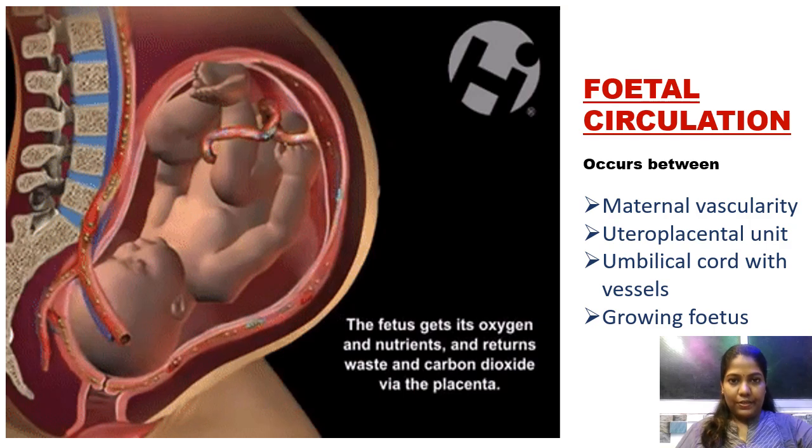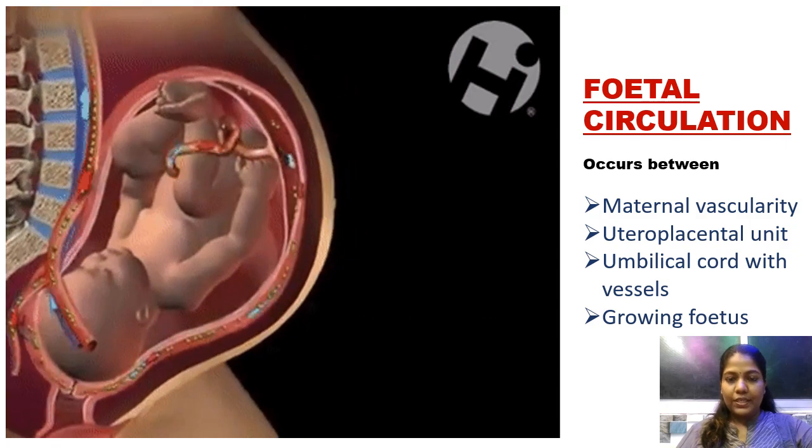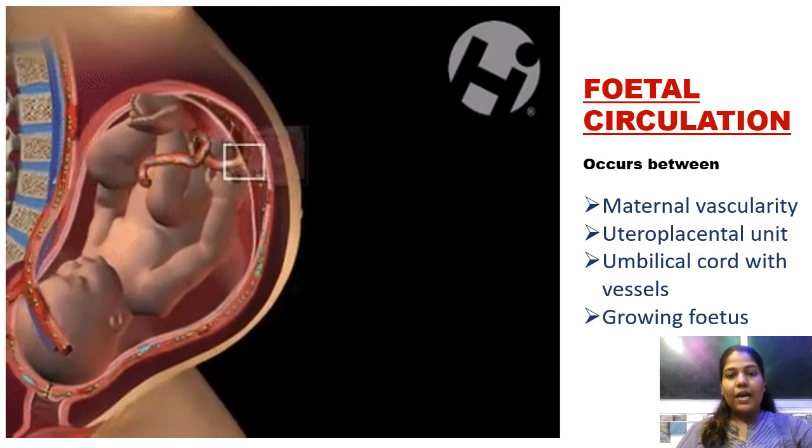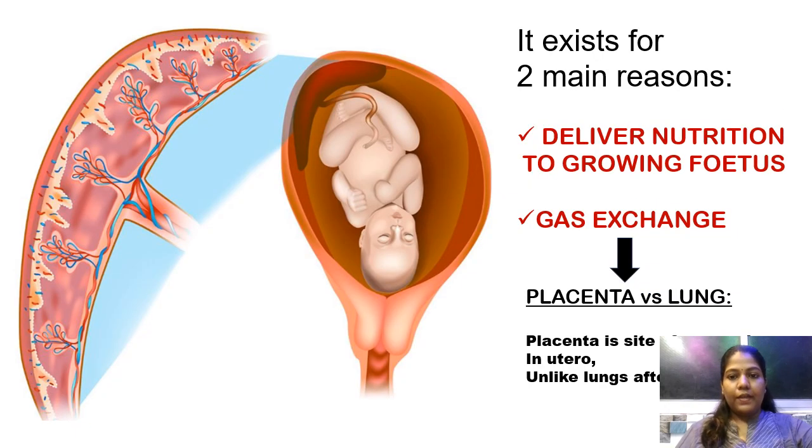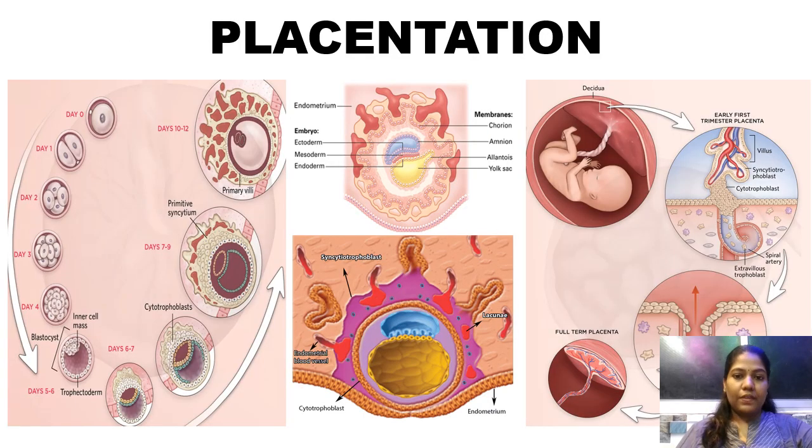So coming to the fetal circulation. Fetal circulation occurs between these structures, that is maternal vascularity, uteroplacental unit, umbilical cord with umbilical vessels, and the growing fetus. It mainly exists for two reasons: one is to deliver nutrition to the growing fetus, and the other is gas exchange. The placenta is the site for gas exchange in utero, unlike the lungs, which are the site of gas exchange after birth.